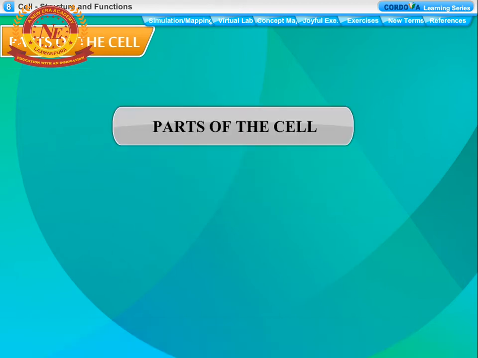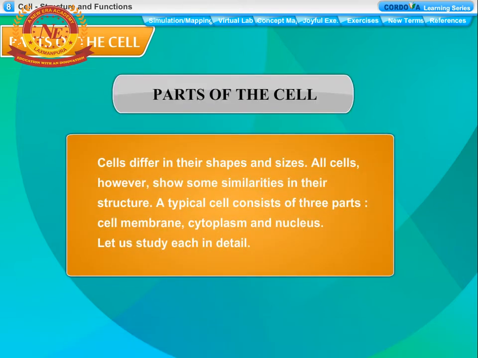Structure of a cell. The cells differ in their shapes and sizes. The animal and plant cells are not exactly the same. However, they show some similarities in their structure. A typical cell consists of 3 parts: cell membrane, cytoplasm and nucleus. Let us study each in detail.